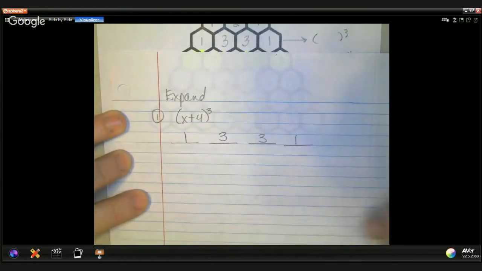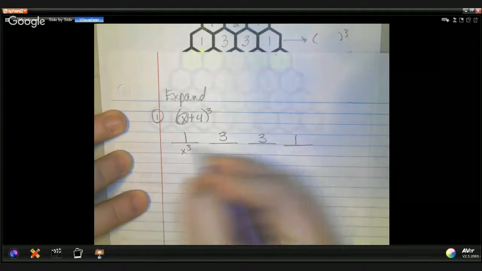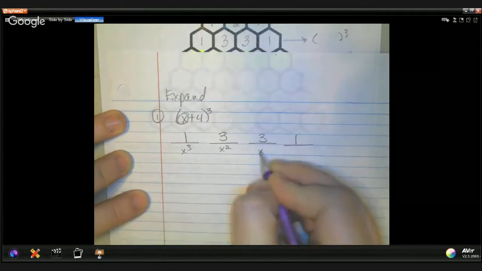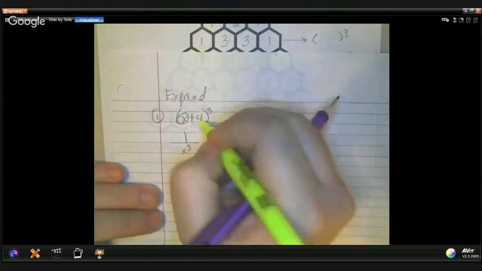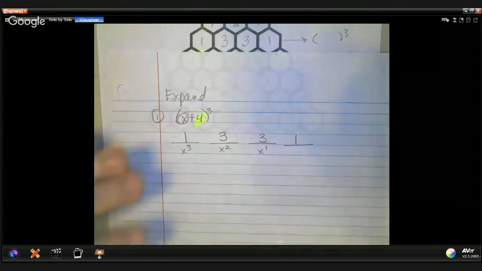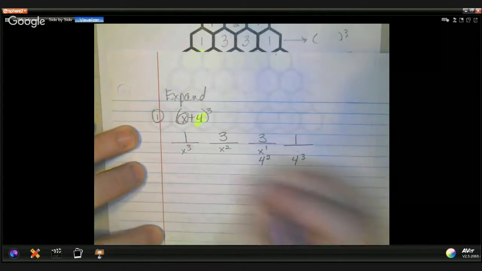The next thing I do is I go with my first variable. So that's x to the third, x to the second, x to the 1, no x. And then I go to my second term, and I start on the right. 4 to the third, 4 to the second, 4 to the 1.